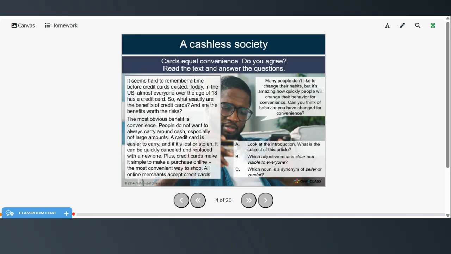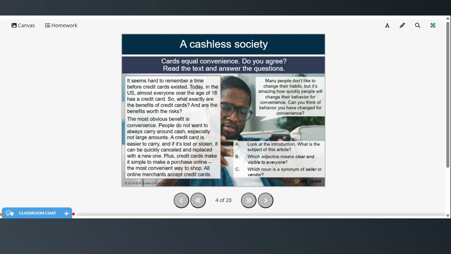The most obvious benefit is convenience. People do not want to always carry cash around, especially not large amounts. A credit card is easier to carry, and if it's lost or stolen, it can be quickly canceled and replaced with a new one. Plus, credit cards make it simple to make a purchase online, the most convenient way to shop. All online merchants accept credit cards.